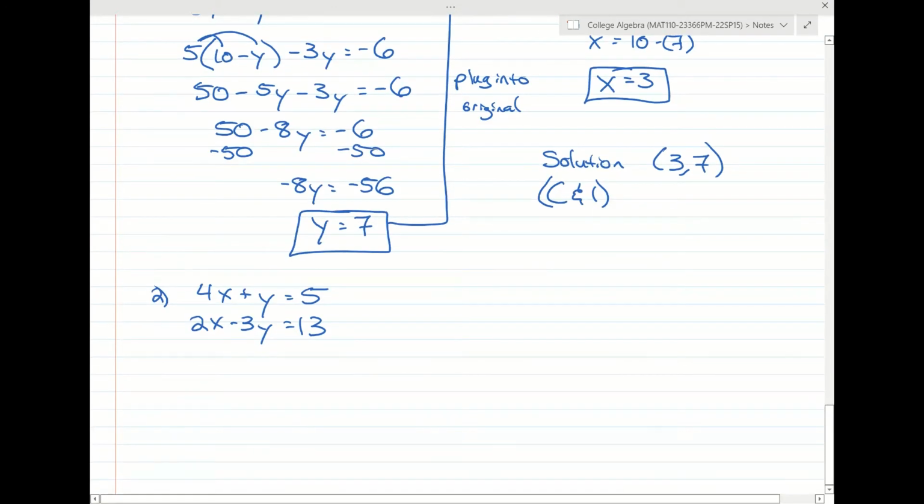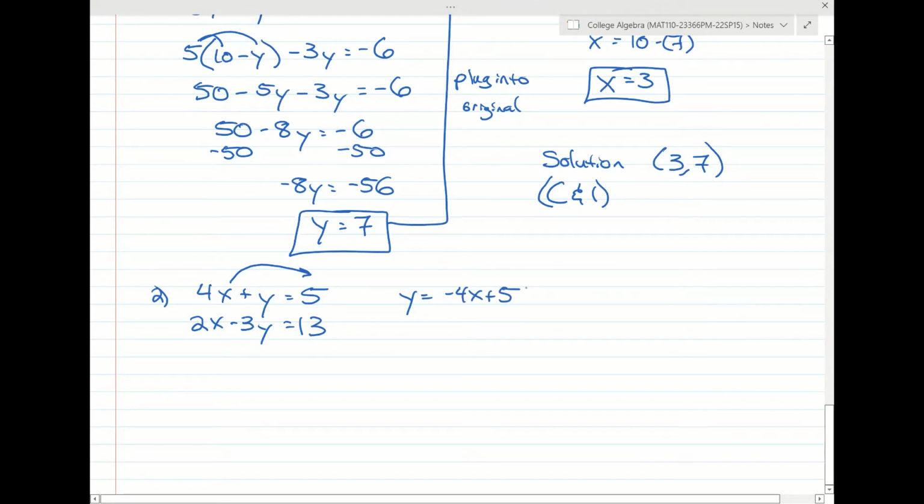Well, in order to do substitution, we need to have a variable by itself. So does anyone see a variable we could maybe move stuff around and get by itself here? The first one, the 4x, right? So if we take this first one and just bring the 4x on the other side by subtracting it, y would equal -4x plus 5.